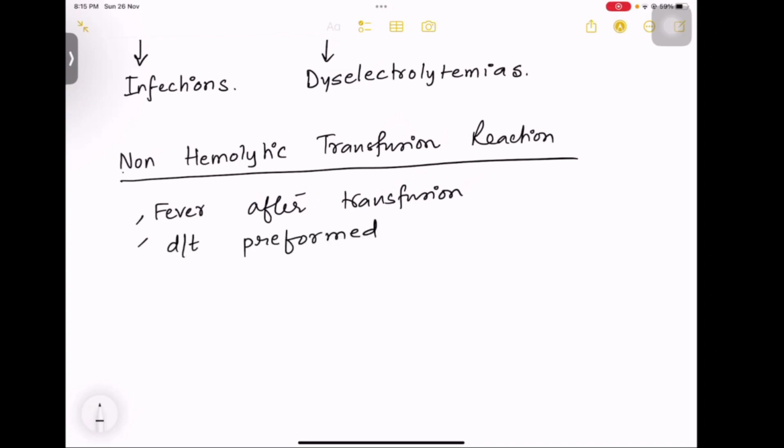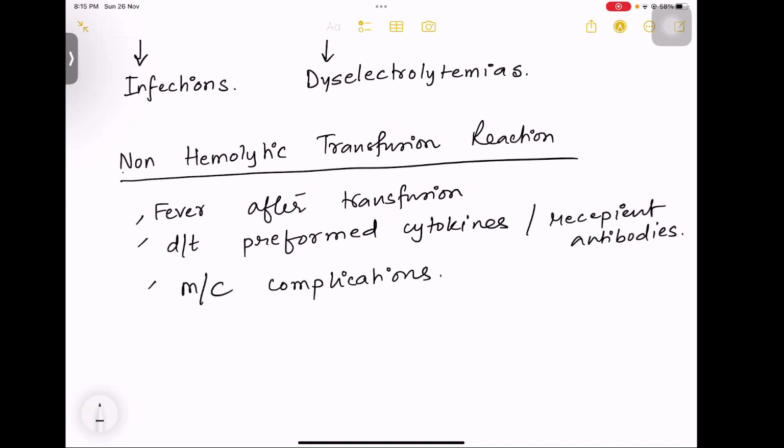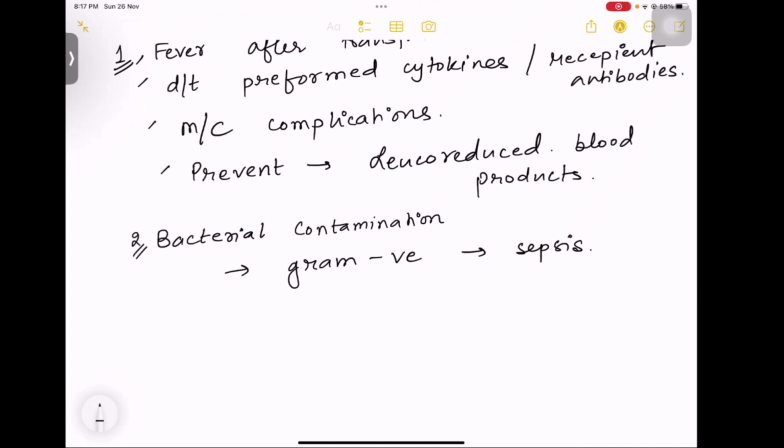First, non-hemolytic transfusion reaction. मतलब ब्लड बाहर से दिया गया है लेकिन हेमोलाइसिस नहीं हुआ है आरबीसीज का. But here the patient will present with fever after transfusion. Okay? And this fever is due to the preformed cytokines and the recipient antibodies. The third important point here is that it is most commonly associated with complications. Now, how can you prevent this? You can prevent this by leukoreduced blood products.